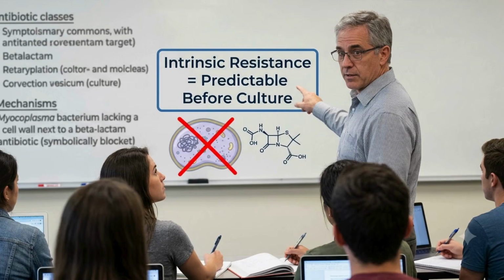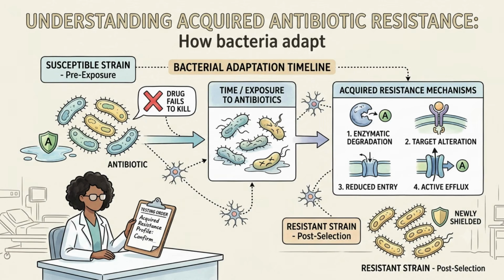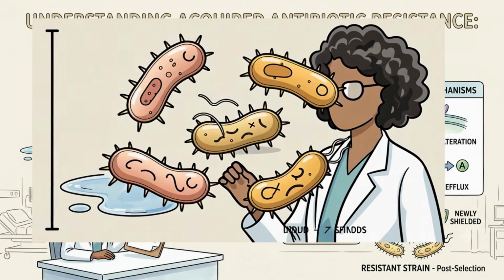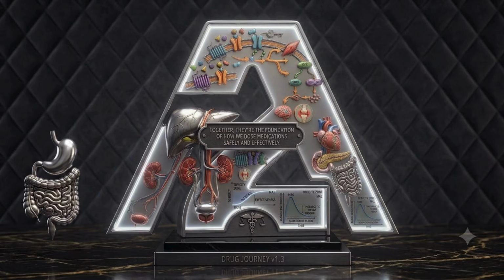There is no target. The clinical implication: intrinsic resistance is predictable. It should inform your empirical choice before you ever see a sensitivity report. 2. Acquired resistance. This is resistance that develops in a previously susceptible strain. Goodman and Gilman's classifies the genetic basis into two broad mechanisms.